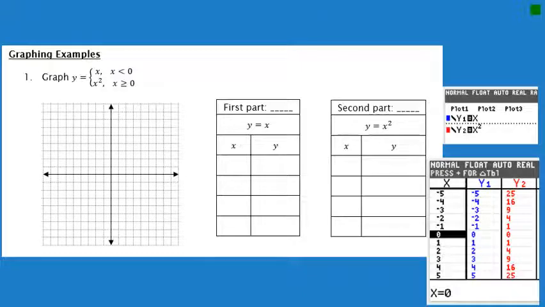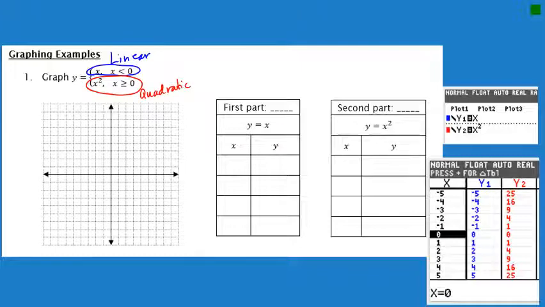For this first example, we're graphing 2 pieces of a graph. The first section, which I'm going to circle in blue, is from the linear family, so that's going to be a line. And then the second section, which I'm going to circle in red, is from the quadratic family, so that's going to be a parabola.